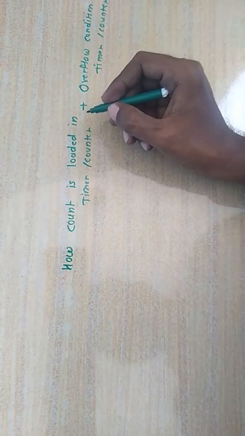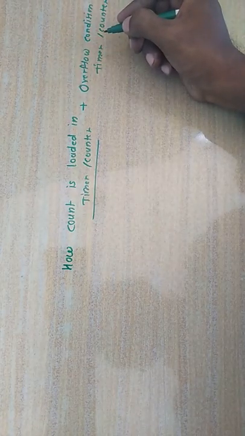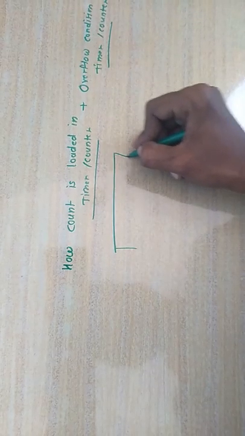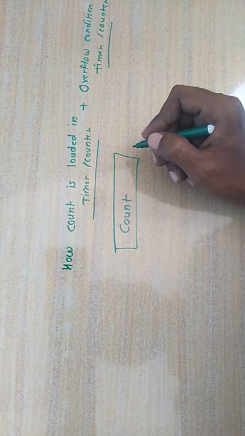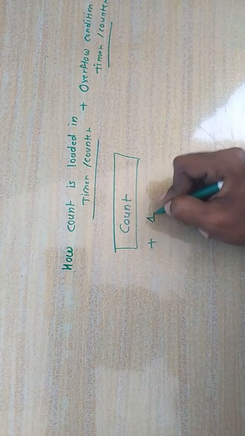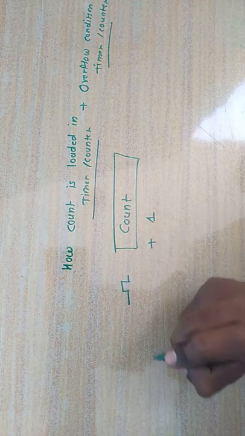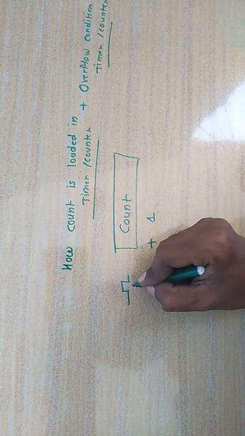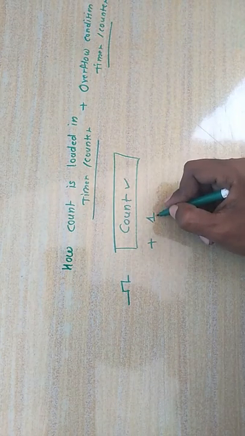So in this lecture we are looking at two terms: how the count is loaded in the timer counter, and the overflow condition that arises in the timer counter. In a timer counter we have to load a count inside the timer. The loaded count gets incremented by 1 on every clock pulse. Whenever we give clock pulses to the timer counter, the count loaded inside it gets incremented by 1.